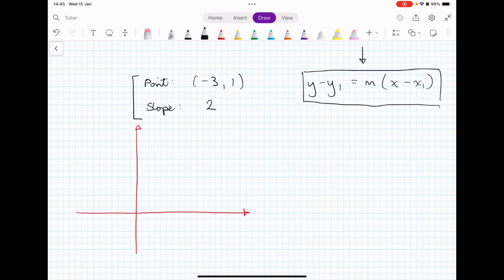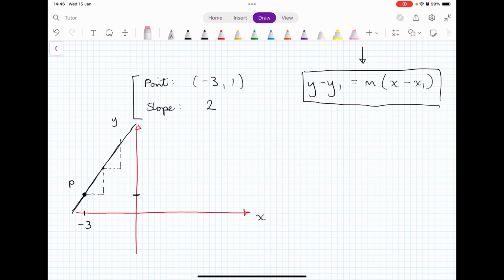The point is at minus 3, 1. So minus 3 is on the x-axis, and you go left 3, and you go up 1, and that point will be about here, and I'll label it P. The slope of the line is 2, so when you go across 1, you go up 2, and again, when you go across 1, you go up 2, and you can draw a line through these points. This is a rough estimate of the shape of our line.